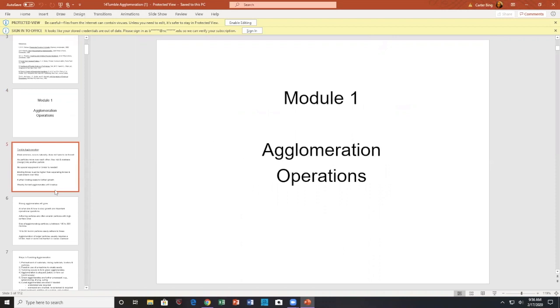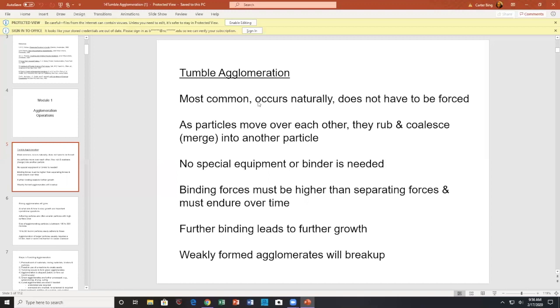Tumble agglomeration is probably the most common. It occurs naturally, doesn't have to be forced. Particles move over each other, they rub, and they coalesce, merge into another particle. No special equipment is necessary, and no binder is needed. Binding forces must be higher than the separating forces and must endure over time.